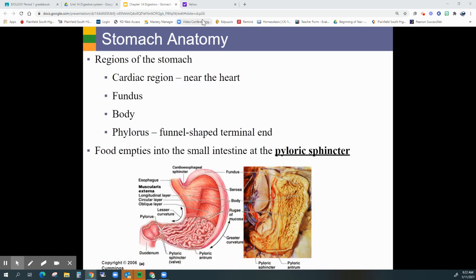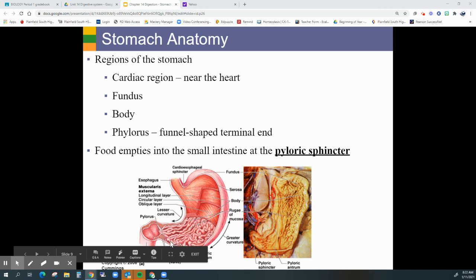Okay. Stomach anatomy a little bit more. There are a couple of different regions. Obviously there's a cardiac region. This is the portion that sits pretty much next to the heart, so that would be this upper portion here. There's the fundus. This is the upper rounded portion. When things come in, the stomach makes a bit of a jut upwards. That's the fundus. The body is just the bulk of the stomach here.